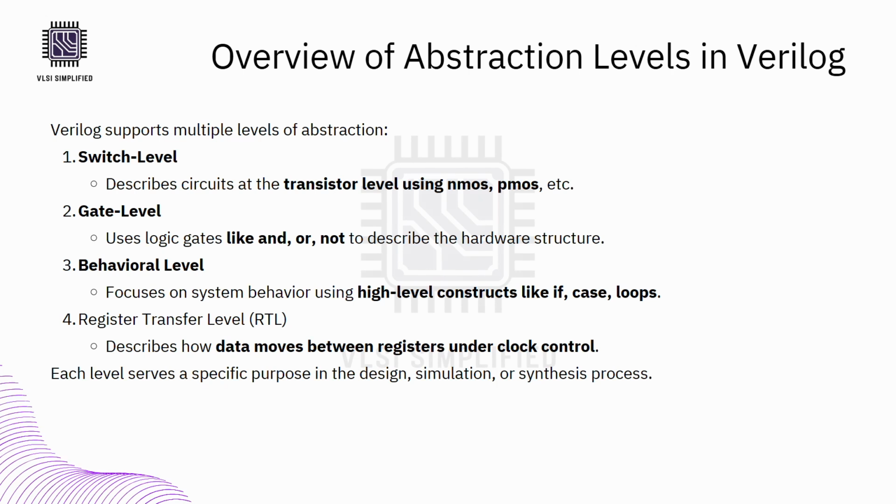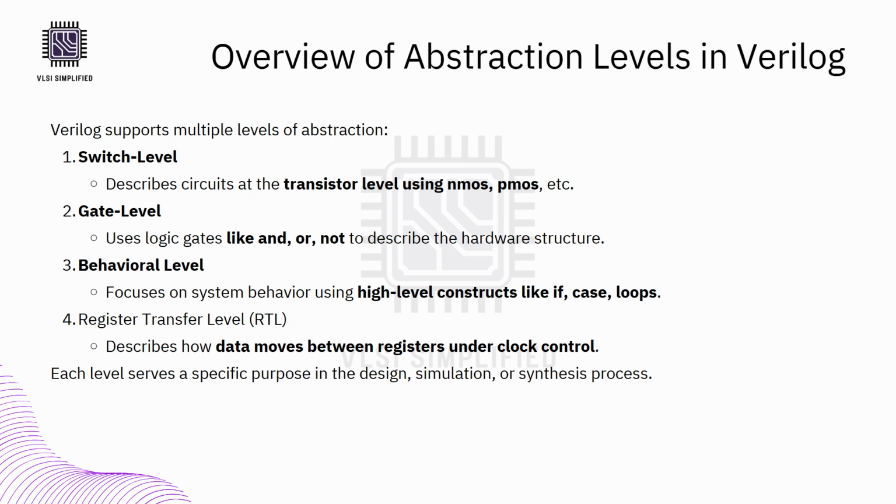Now that you have seen how abstraction helps in simplifying design, let's take a look at the different abstraction levels supported by Verilog. We will start from the lowest level, the switch level, where you describe your circuit in terms of individual transistors using primitives like NMOS and PMOS. Then comes the gate level, where you describe your circuit using logic gates like AND, OR, NOT and other gates. It's still close to the switch level but more manageable.